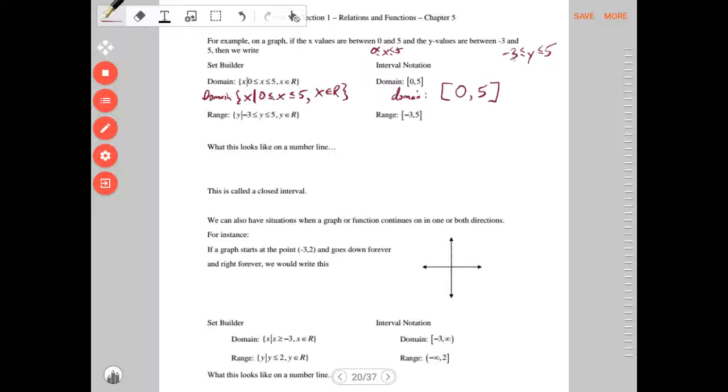Now, if you go in order with the small boundary on the left and the large boundary on the right, the signs will always end up pointing that direction. Okay, so it's just a helpful little thing.